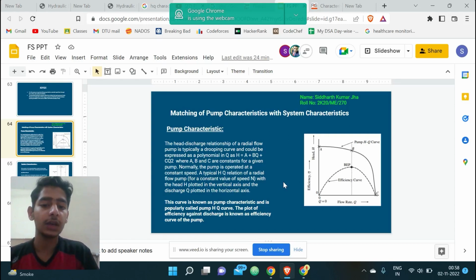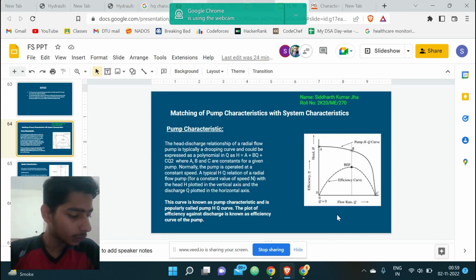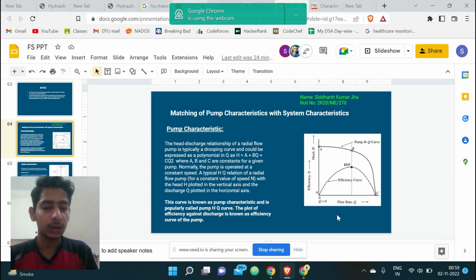This plot of efficiency against discharge is known as the efficiency curve of the pump. Here, the highest efficiency point is the best efficiency point, which, extended to the HQ curve, intersects at the point B, which is the designed operating point of the pump. But this operating point is not the actual operating point. The actual operating point is obtained when the system is also considered. So the operating point depends not only on the pump characteristic but also on the system characteristic. Now, system means suction line and the delivery line.